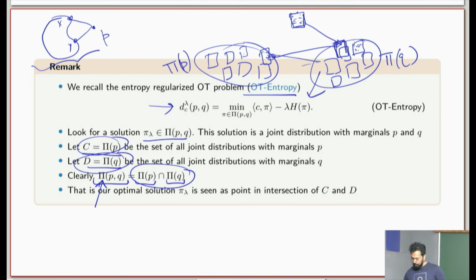Okay, so of course the way I have drawn, they don't intersect. That is something that should be there in the assumptions itself, that the sets we are working with are indeed the ones. So in other words, there are joint distributions with marginals P and Q. It's possible. Okay, so then in that case there will be an intersection.